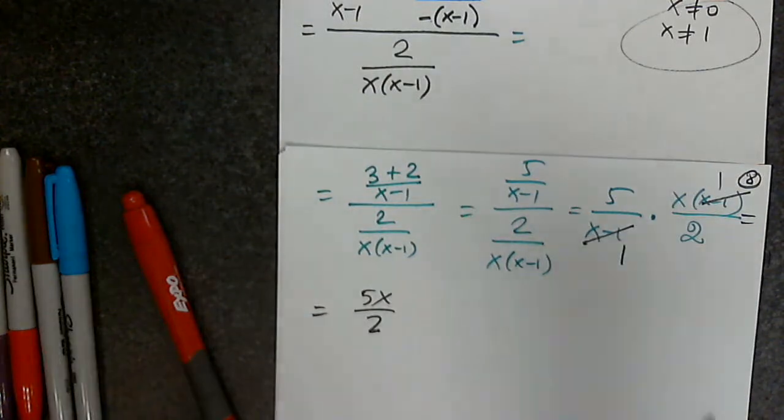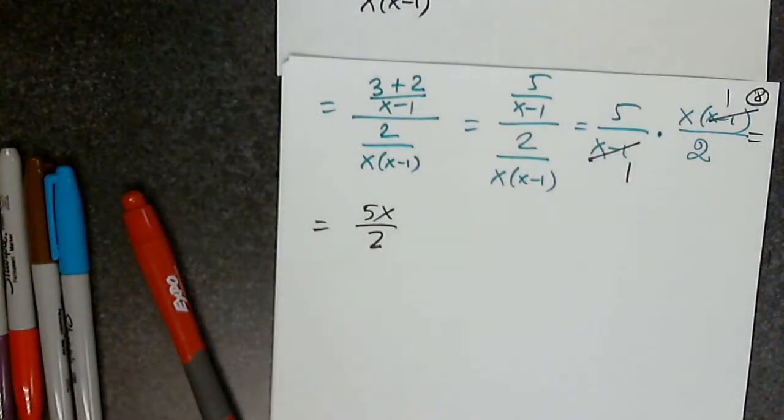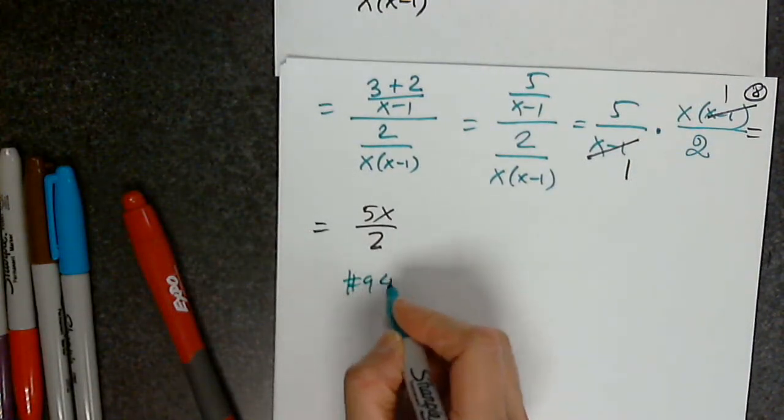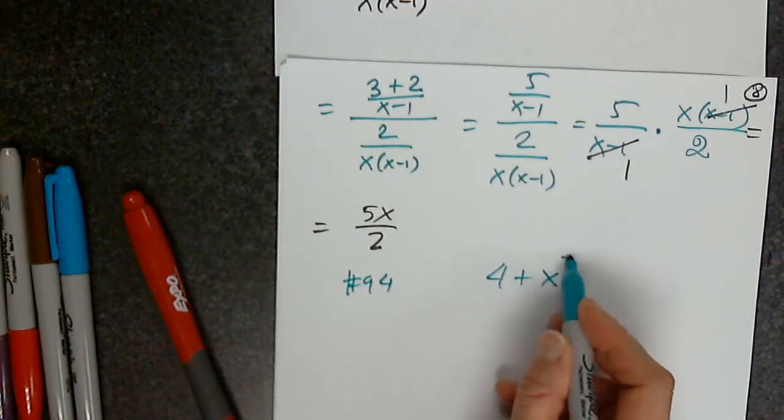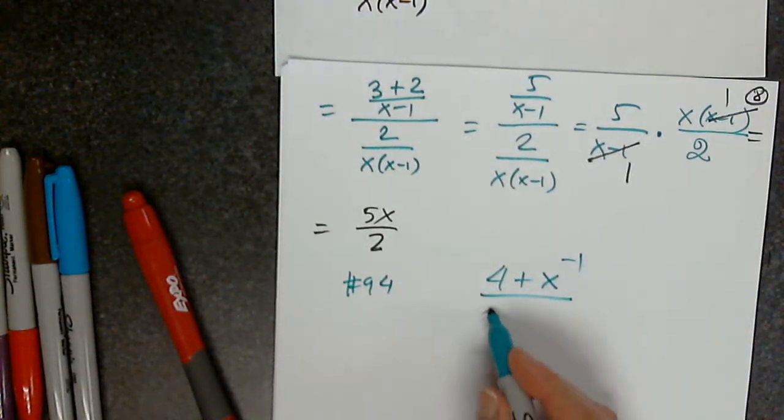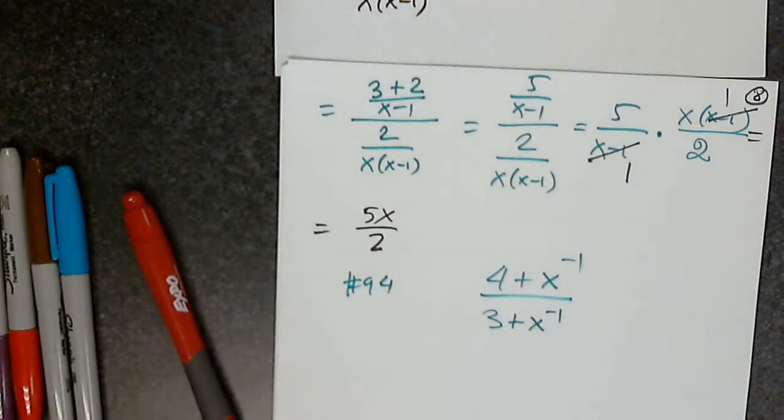We can do one more in 7.7. Let's do that. 94. Very good. 4 plus x to negative 1 over 3 plus x to negative 1. Okay, 1 minute.